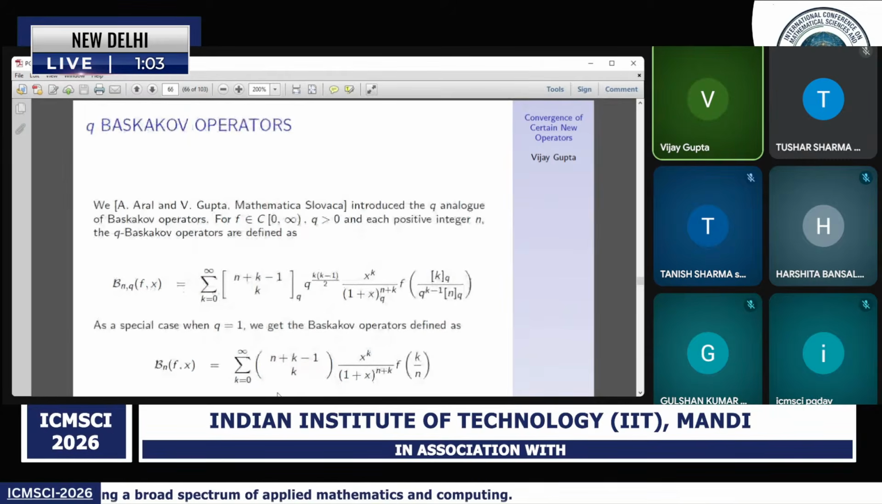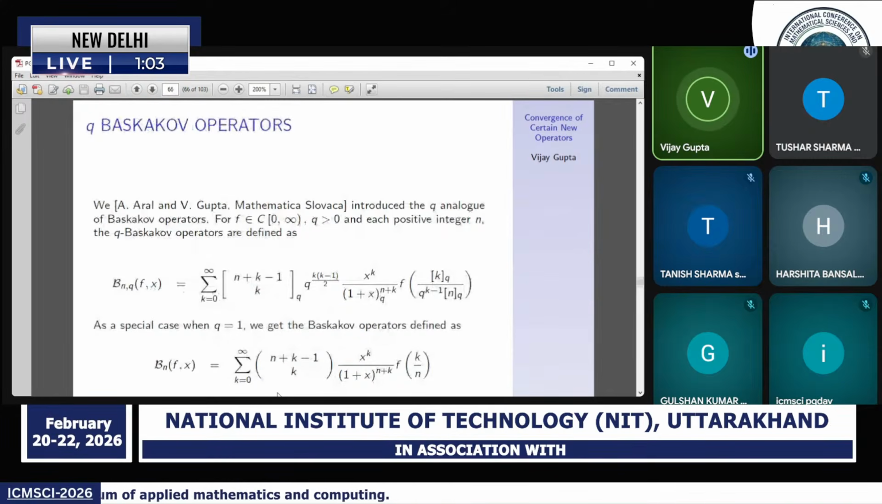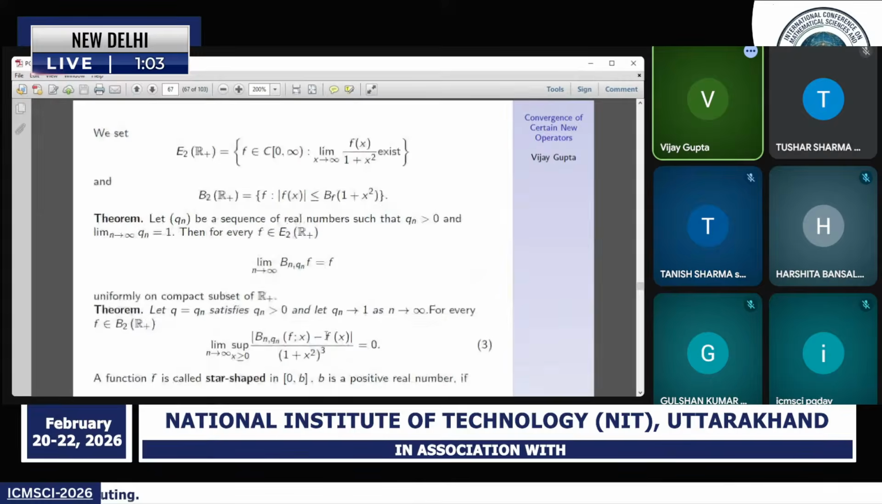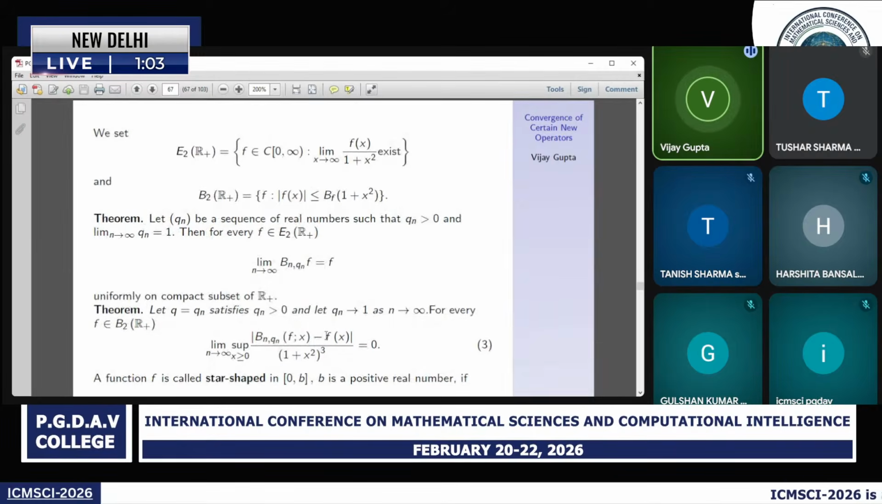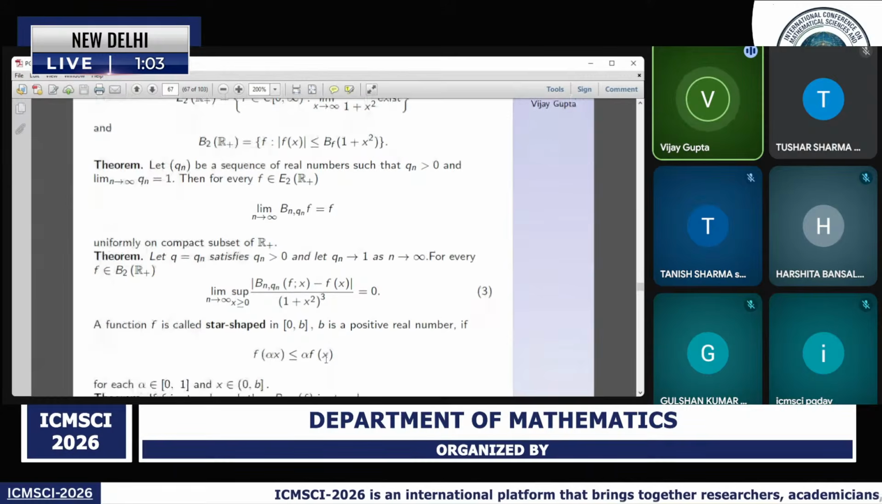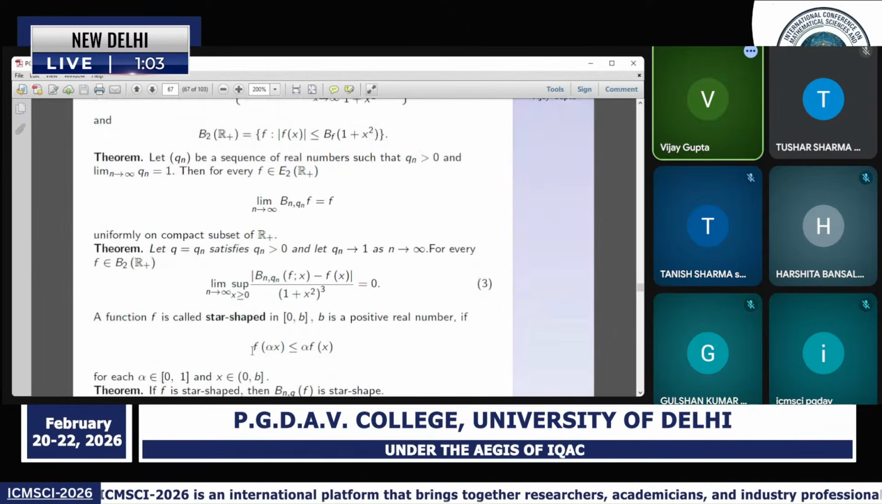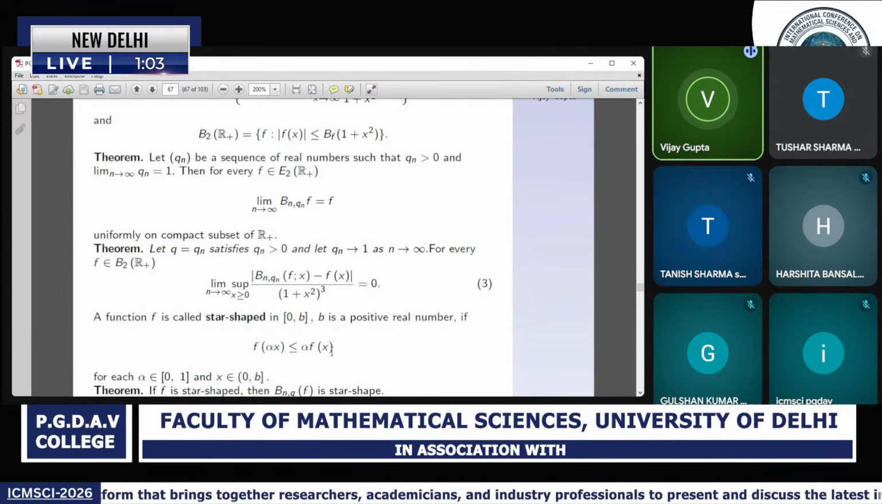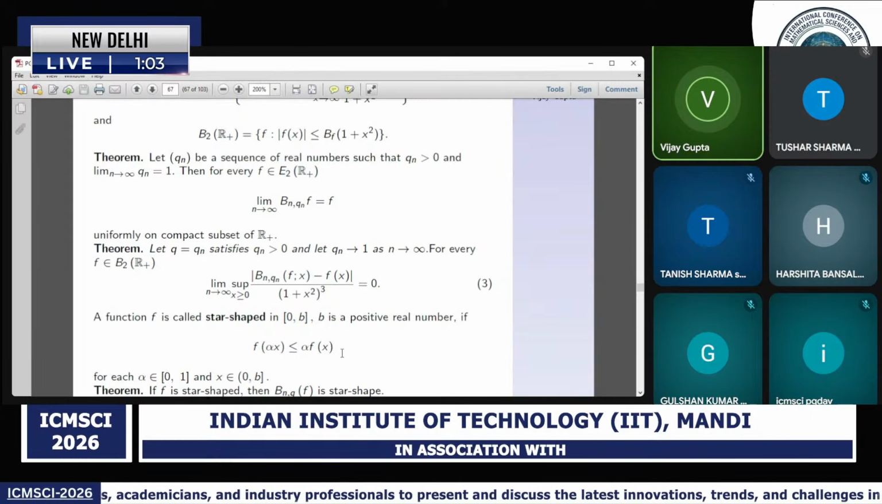We define myself and Eliezer defined two Bhaskara operator in this form. And for two Bhaskara operator, we have obtained some point-wise convergence, weighted approximation, and some star-shaped function. F function is star-shaped expressed by this equality. And if F is star-shaped, then two Bhaskara operator is also star-shaped.